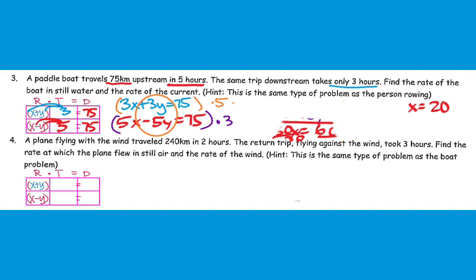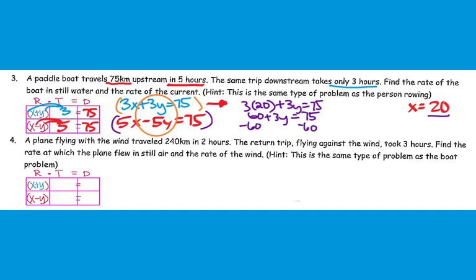To solve for the current, I like to substitute into the simplest equation, the first one, and I substitute that 20 in for x, so I can solve for my current. And in this case, this water current is going to be 15 kilometers per hour, right?